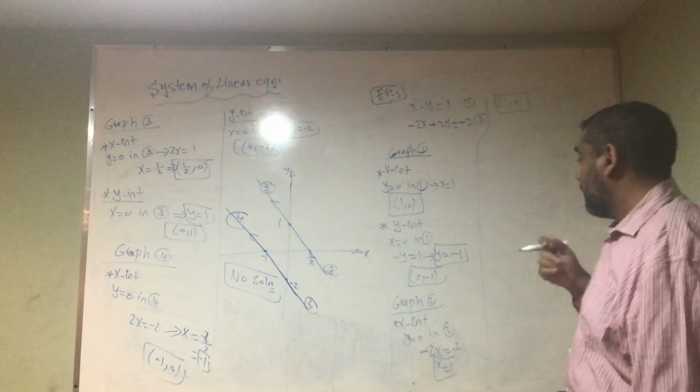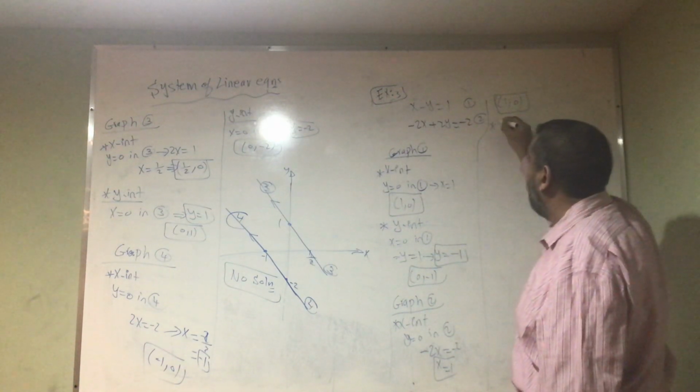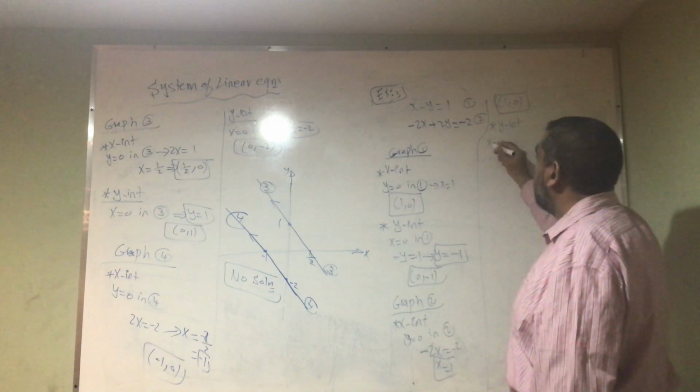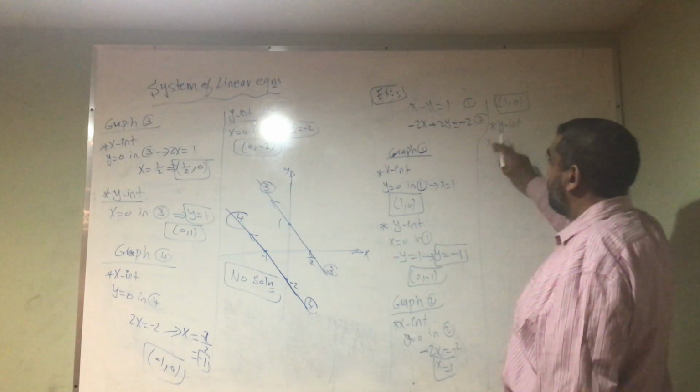All right? So that is your x-intercept. I need to get the y-intercept. How to get the y-intercept? When x equals 0, because the graph crosses the y-axis when x equals 0.